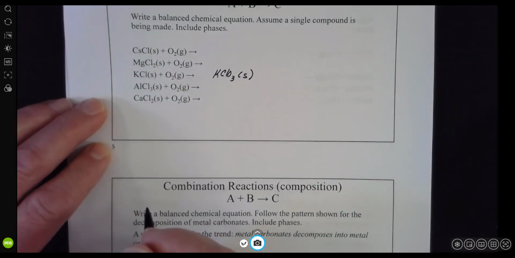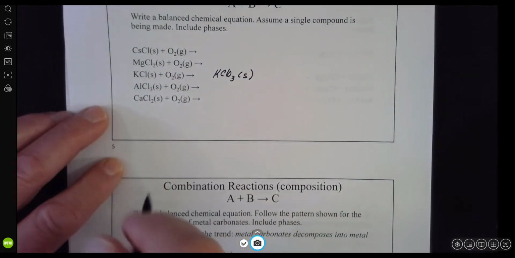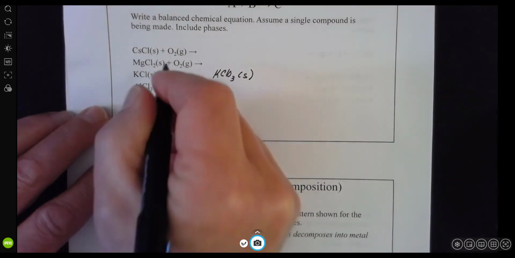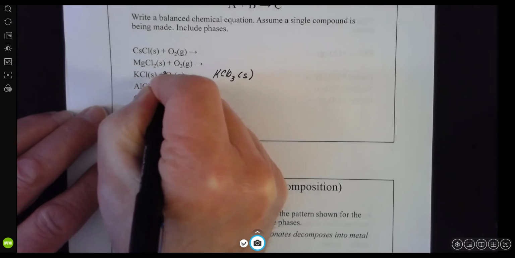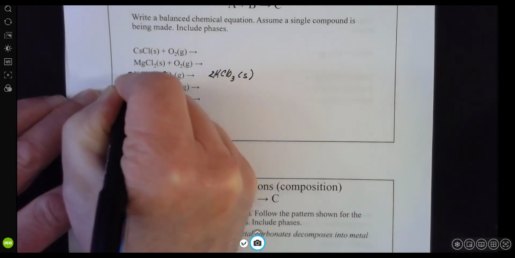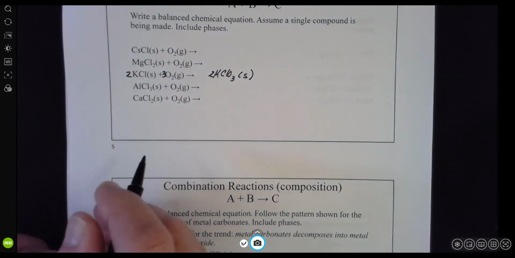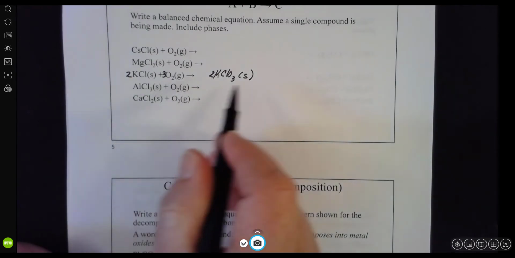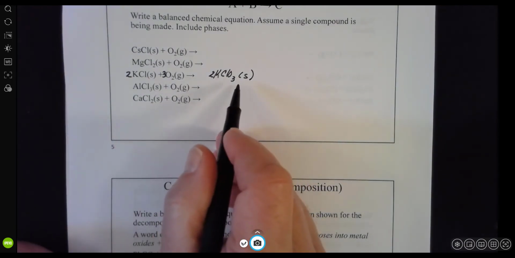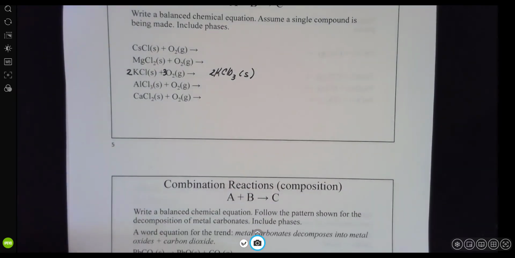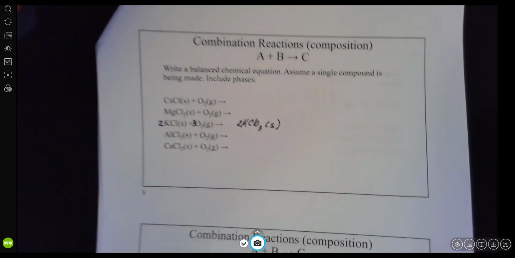And like before, now you're going to have to balance it. So let's see what we can do. If we have 3 oxygens over here and 2 there, we're going to have a 3 here, a 2 here, and that requires us to have 2 KCl's over there. So the balanced equation is 2 potassium chlorides with 3 oxygens can turn into potassium chlorate. Remember, this is just the reverse of the decomposition. All right, let's look at the next one.